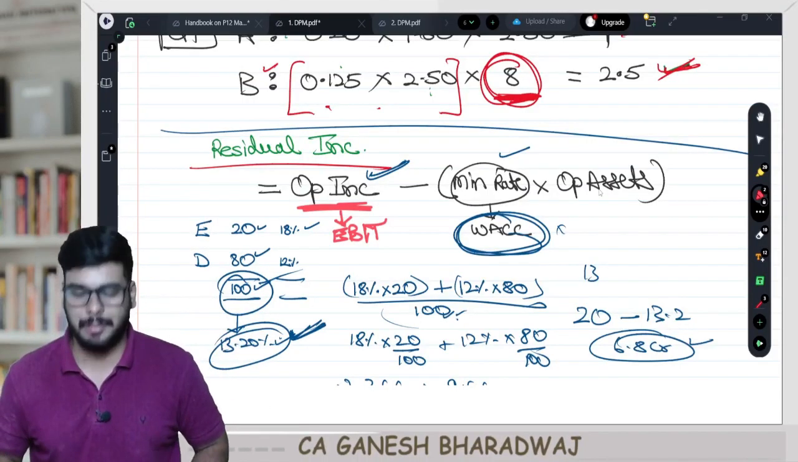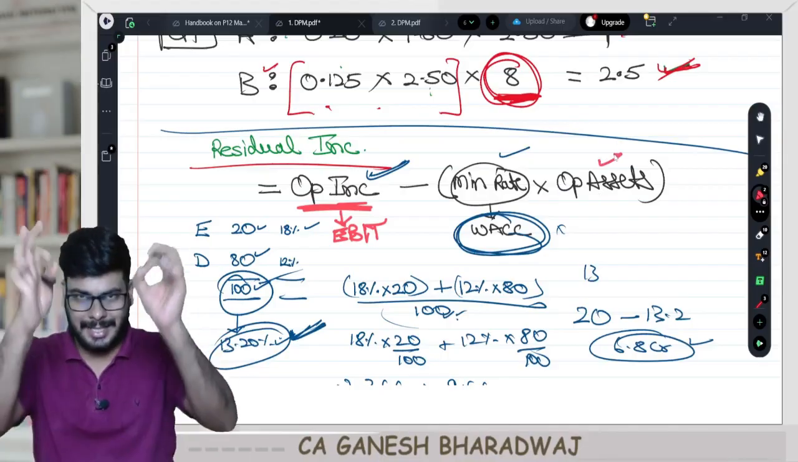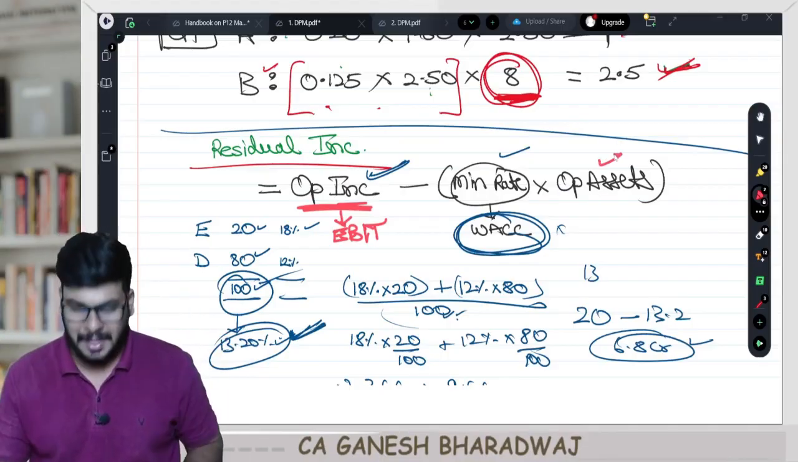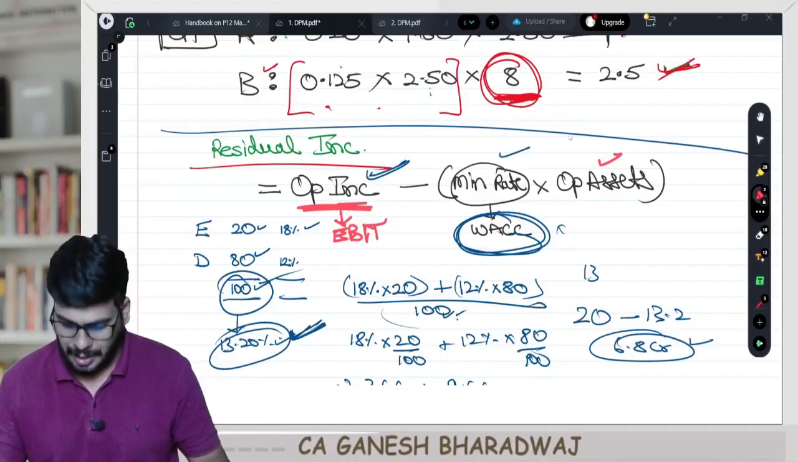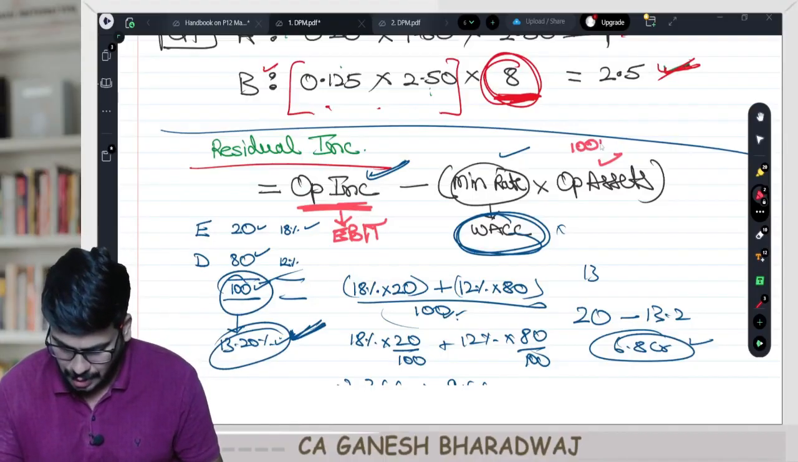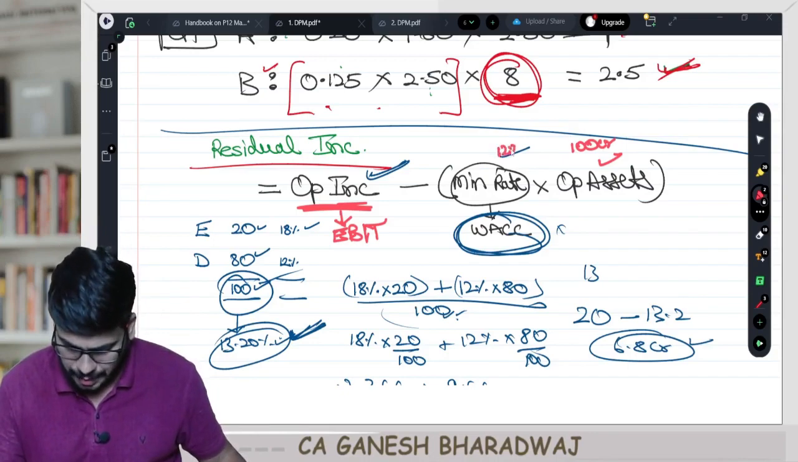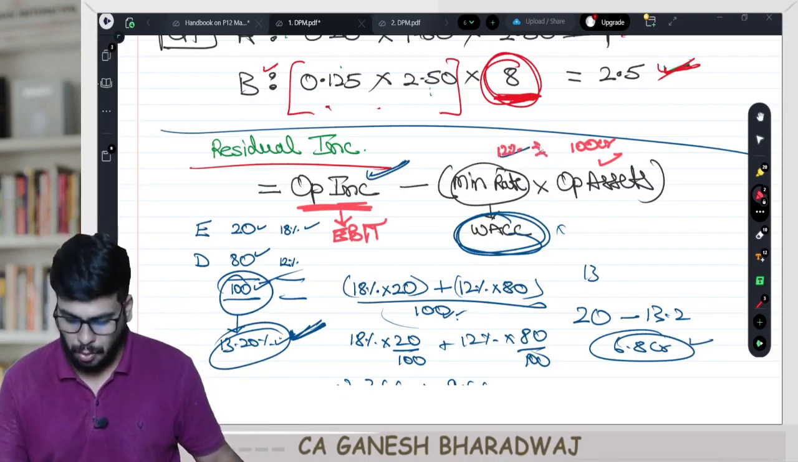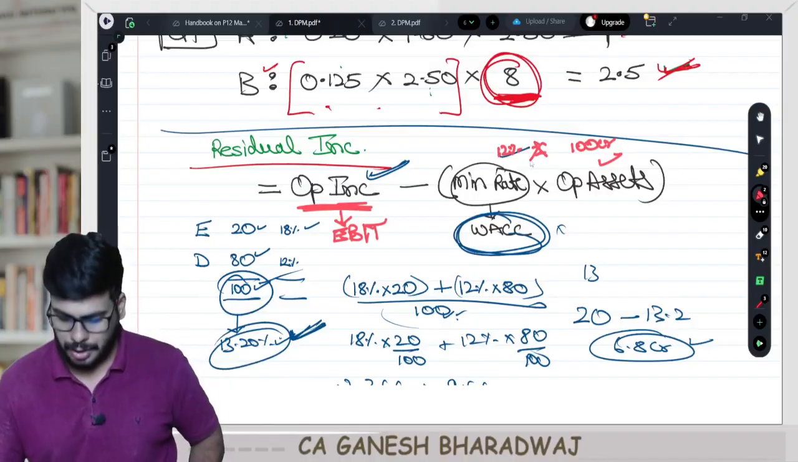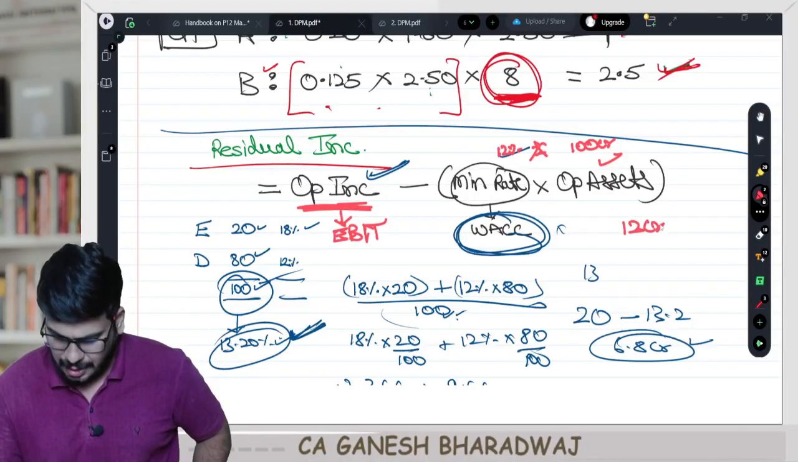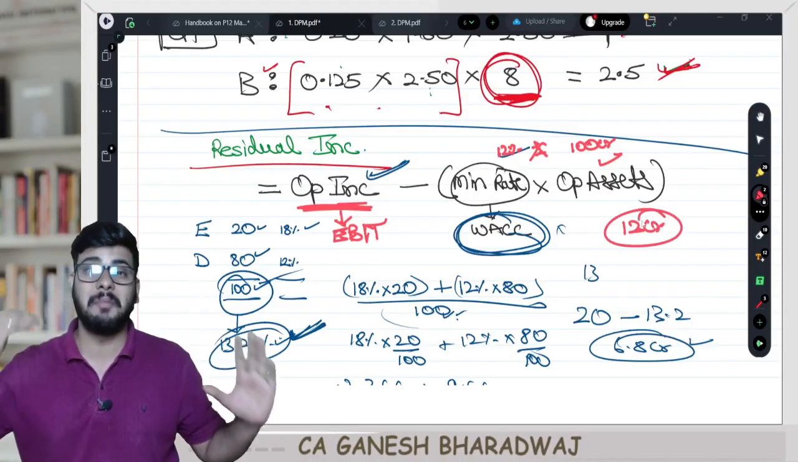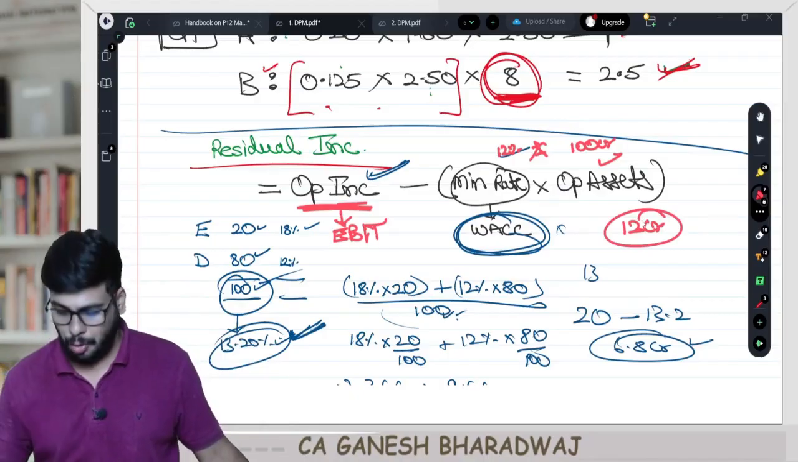What is the minimum income required to be earned? Total assets invested in the company, multiplied by the minimum required rate of return. Let us say the company has invested 100 crores into the business. The minimum required rate of return is 12%, right? So now what happens? 12% into 100 crores. So definitely the company wants to earn how much? The minimum required return in terms of amount is 12 crore.